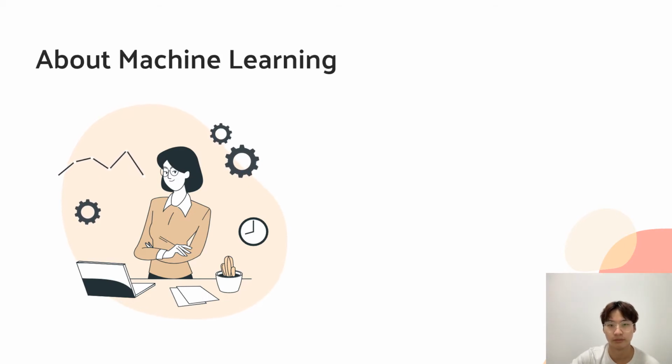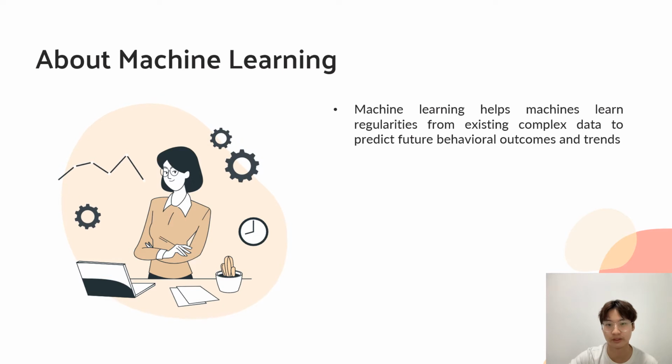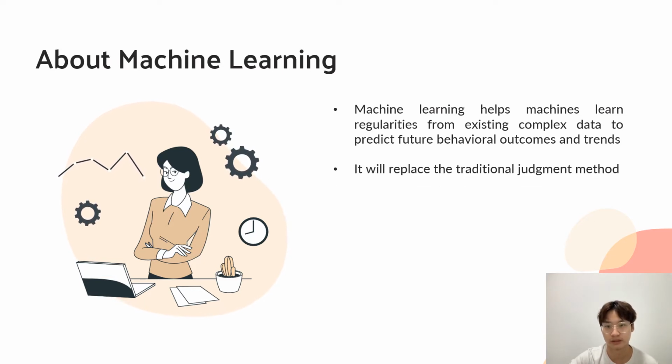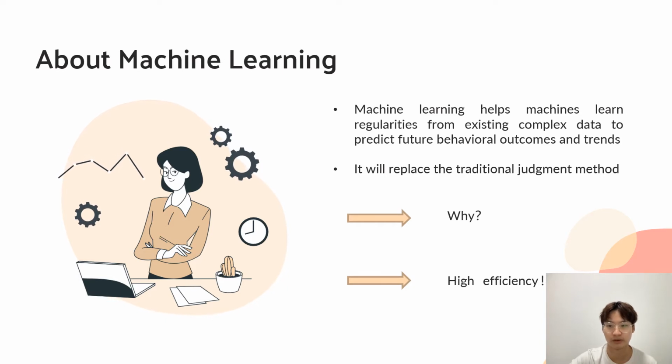Machine learning helps machines learn regularities from existing complex data to predict future behavioral outcomes and trends, and it will replace the traditional judgment method. Why? Because of its high efficiency. In contrast, for the past several years, commercial banks often relied on risk controllers to judge from customers' personal information when assessing credit risk. This is very inefficient in the face of a large amount of data, so it might be a good choice for the bank to choose machine learning.